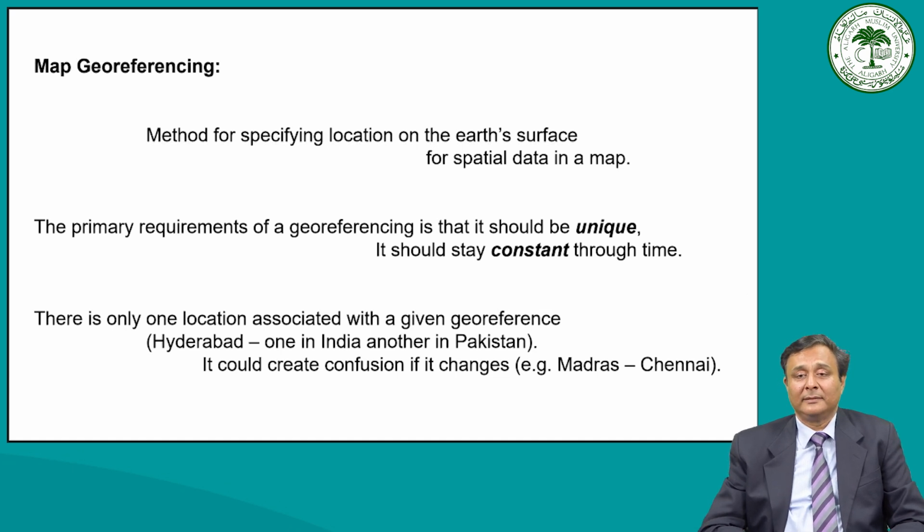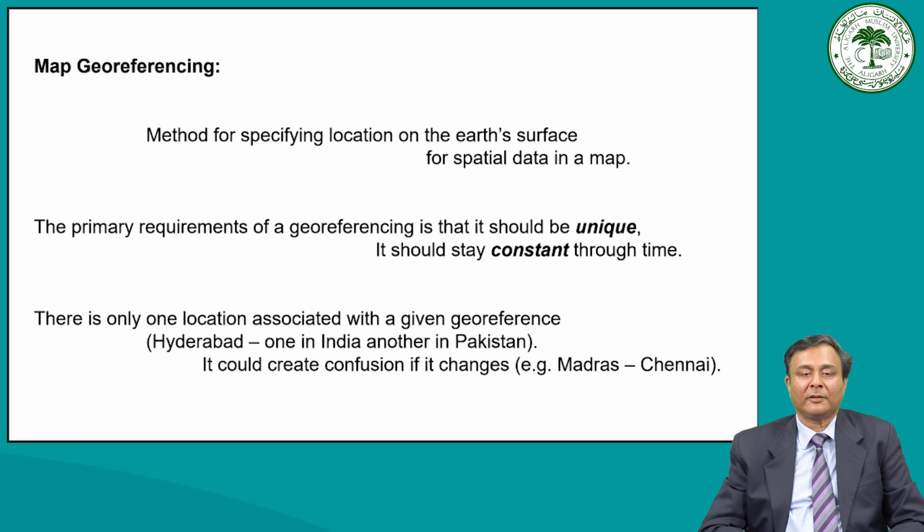For example, a garage has 10 vehicles in its premises. This is non-spatial information. But if the spatial location of the garage premises is linked to the number of vehicles, it might become spatial information. This linking of spatial location can be done through georeferencing. So georeferencing is the method for specifying location on the Earth's surface for spatial data in a map.